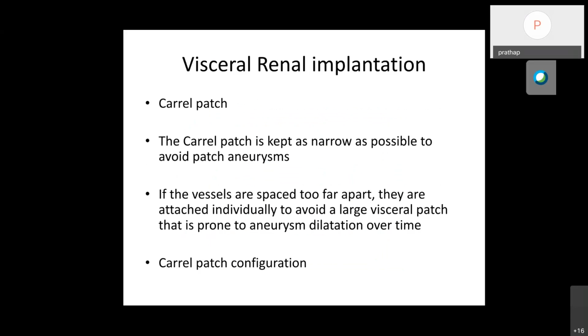The next step is visceral renal implantation, which is done by using the Carrel patch. The Carrel patch is kept as narrow as possible to avoid any patch aneurysms. If the vessels are spaced too far apart, they are attached individually to avoid a large visceral patch that is prone to aneurysm dilatation over time.